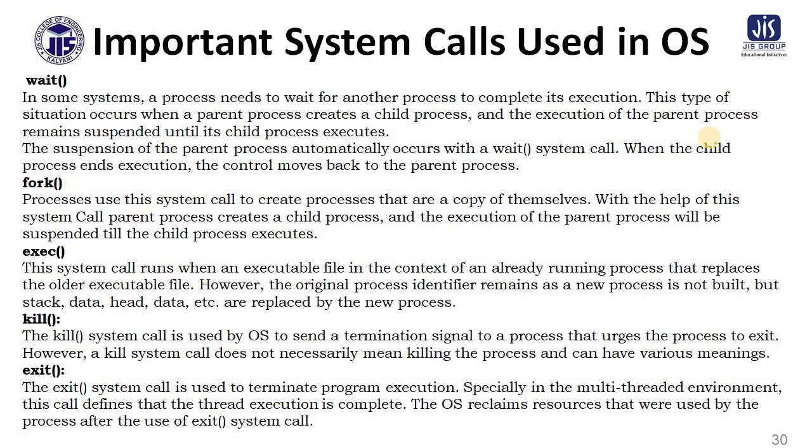Processes use this system call to create processes that are copies of themselves. That means whenever the fork system call is called, you are creating another copy of yourself. With the help of this system call, the parent process creates a child process and the execution of the parent process will be suspended till the child process executes. Okay, so until the child process completes its execution, the parent process execution will be suspended.